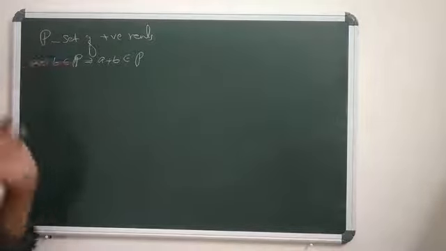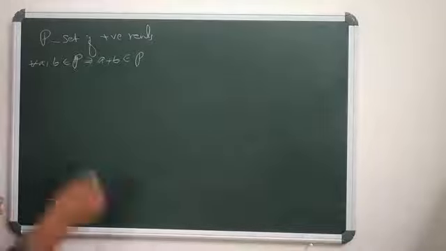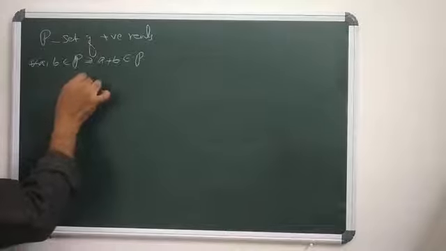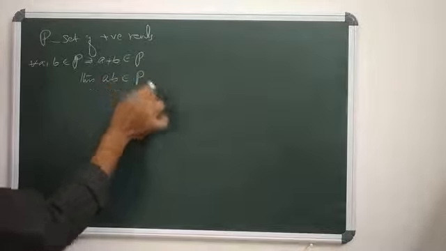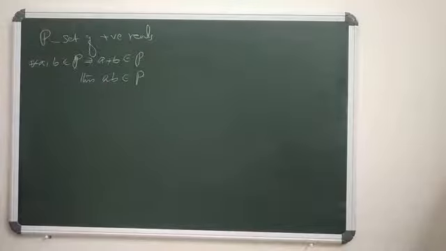Here we say that P is closed under addition. For all A, B in P, A times B also belongs to P. So P is closed under multiplication.